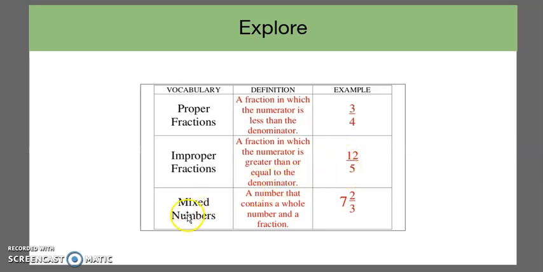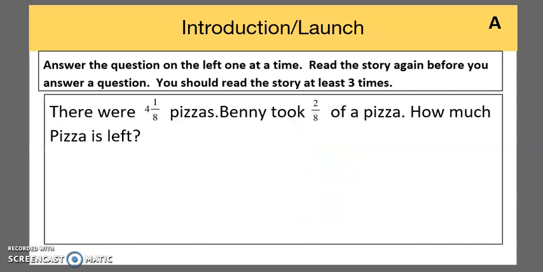The last is a mixed number, a number that contains a whole number and a fraction. Here we see that 7 is a whole number, and we can identify it as a whole number because the number is written larger compared to the numerator and denominator. Numerator 2, denominator 3. Now we're ready to jump into today's lesson.